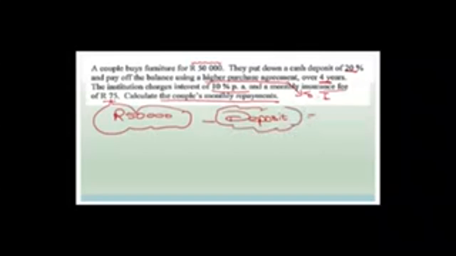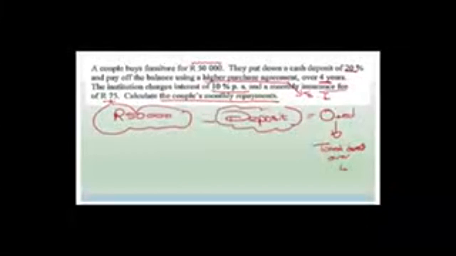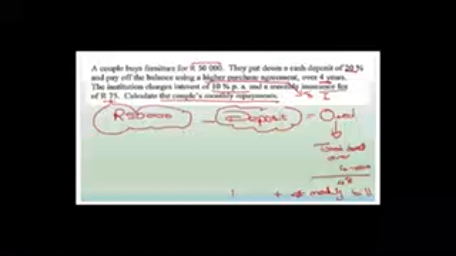Okay, so that seems a bit much. So let's think about this. First of all, we've got this 50,000. We need to minus the deposit, and then that is going to give us what is owed. We're going to use that to find out the total owed over 4 years. And then divide that by 48 months to get the monthly bill. But then what do we have to do to that monthly bill? We need to then add the insurance fee, to get the monthly repayment. Okay, do you understand? So let's do that first.